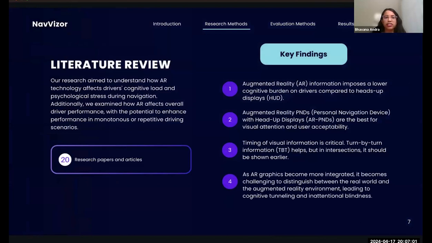We conducted a literature review with 20 research papers and tech articles. We discovered that AR reduces the cognitive load on drivers compared to heads-up display. On the other hand, we also found that users accepted personal navigation devices with heads-up display better. Test subjects in the papers that we studied felt that the timing of the visual information was very critical. Another finding shows that when AR was integrated with the real world, it was hard to differentiate between the real and the augmented environments.